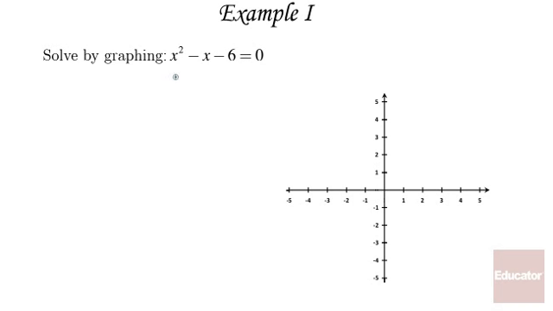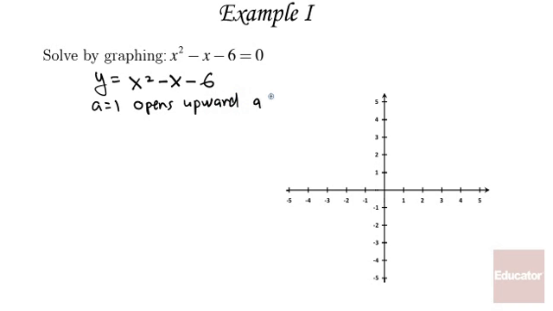First, we're going to solve the following quadratic equation by graphing. x squared minus x minus 6. I need to find the corresponding function in order to graph, and that's y equals x squared minus x minus 6. I know that a equals 1, so I know that this opens upward, since a is greater than 0.